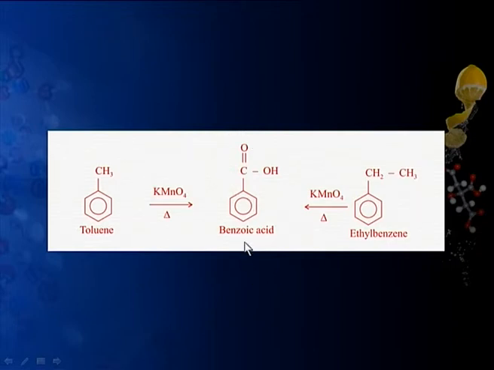We get benzoic acid. Even if we start with ethyl benzene, this ethyl group is also ultimately oxidized to a carboxyl group. Means all the other remaining portion of the chain gets oxidized into carbon dioxide etc., and we get benzoic acid as a product.